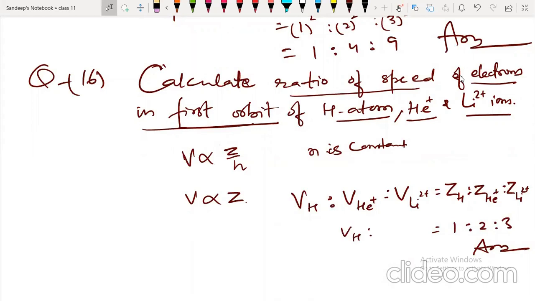Understood? Yes, sir. So just you have to remember this problem.